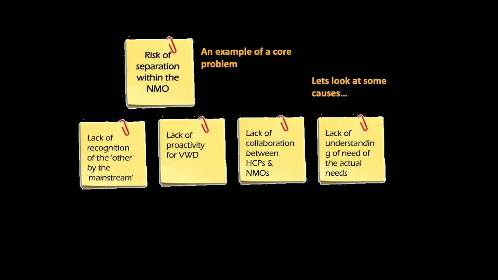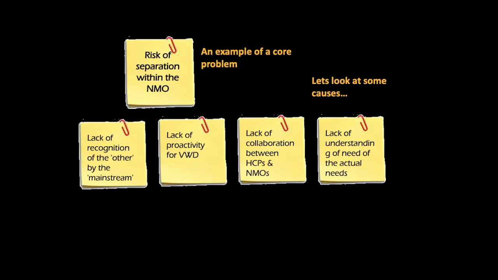So there may be also possibilities to look at the problem and the causes of this problem from all kinds of different points of view, and make it possible to understand it better. So for this problem, we found 4 causes that I want to present you here. So one is lack of recognition of the other by the mainstream, lack of proactivity for von Willebrand disease patients, though that meant that they themselves could be more active in order to be better included.